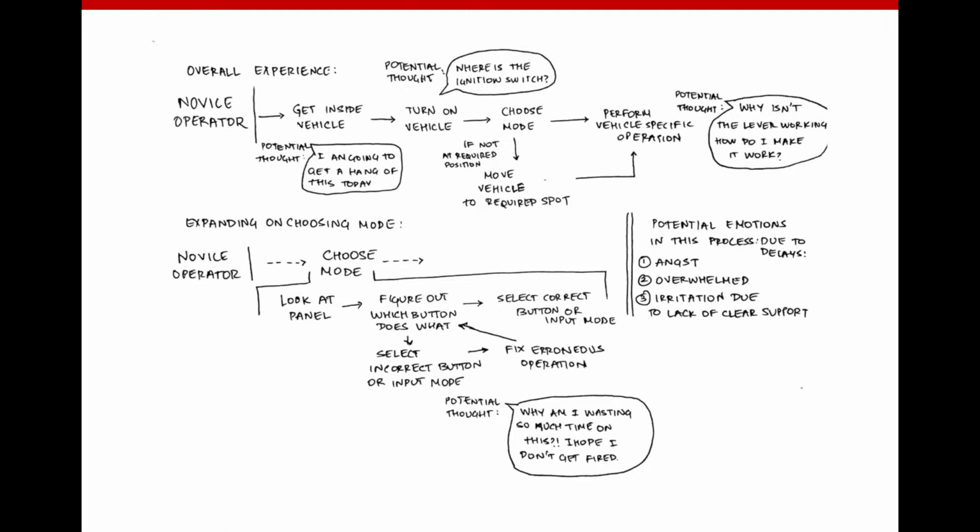During all these experiences, there are a tremendous number of emotions going through him. He might be angry with the inability to use the vehicle, or he might be overwhelmed with the ease of using the vehicle. All these emotions bring together the entire experience that these users can have while operating a CAT machine.